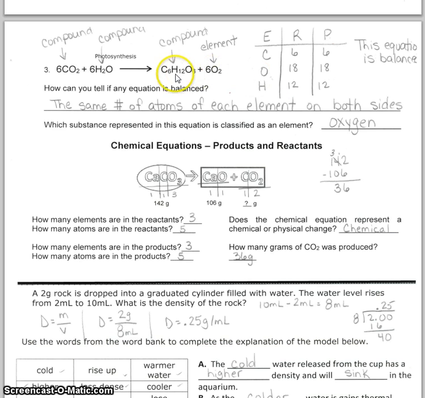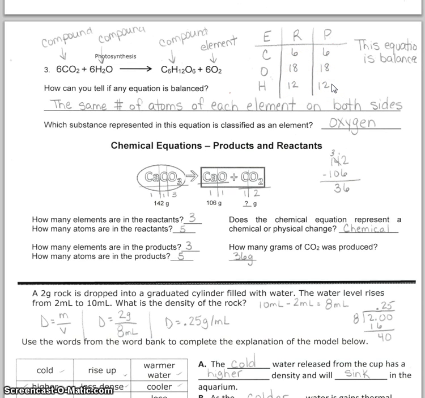On the product side, I have 6 carbon atoms and I have 12 hydrogen atoms. And then I take this 6 atoms in this compound and add it to the 12 oxygen atoms over here, and I get 18. So this is in fact a balanced equation because I have the same number of atoms of every element on both sides.